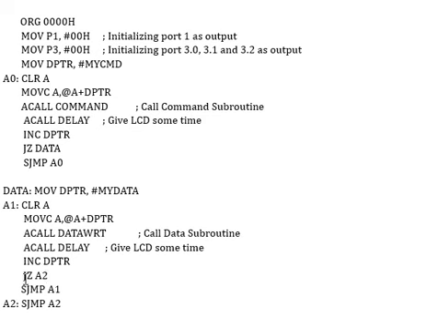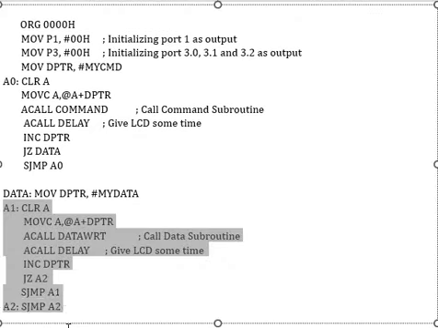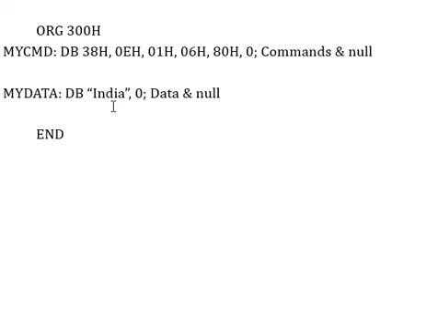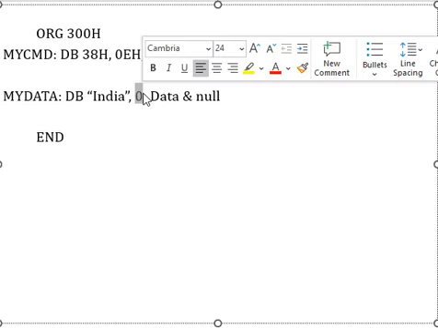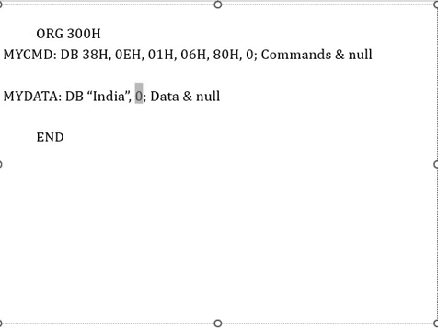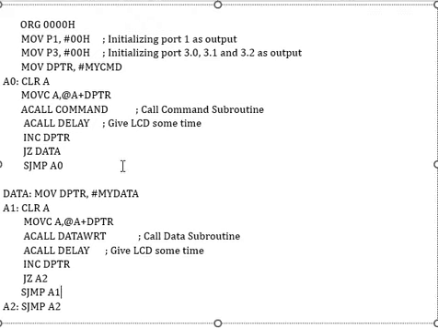Next, jz a2, which indicates that whatever data you want to display is over, and sjmp a1. This loop will be executed continuously unless the last value is reached, that is, this 0 is reached. So likewise this particular routine is there.